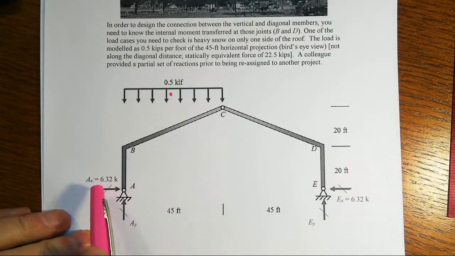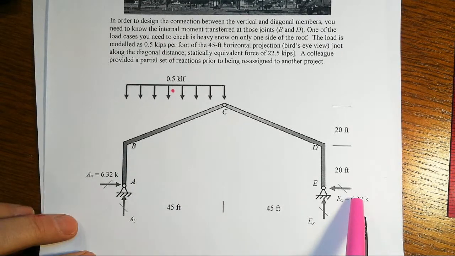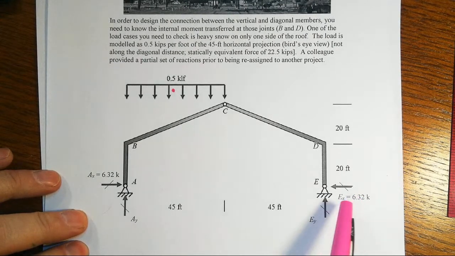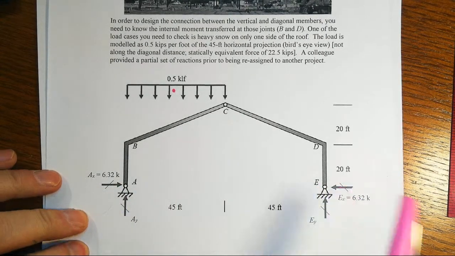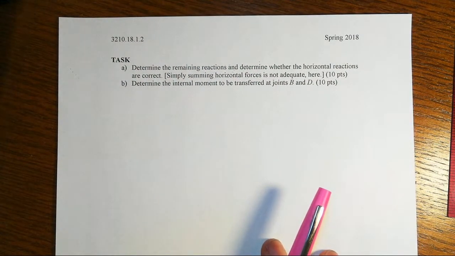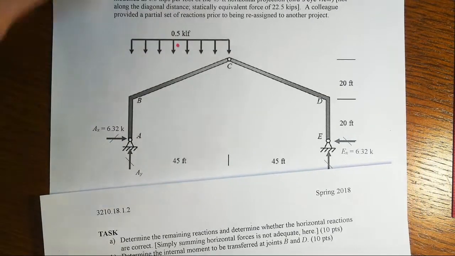Right, we've been given partial reactions here. This is a statically determinate problem, but to work all the way through it, that takes a little bit longer. So we've already been given partial reactions here, and what we're asked to do is to determine the remaining reactions and determine whether the horizontal reactions are correct. So let's take a look at how we might do that.